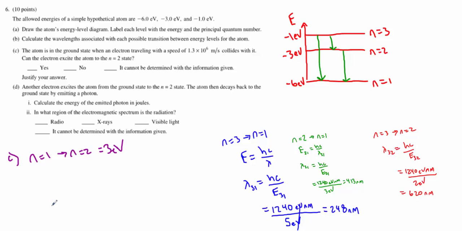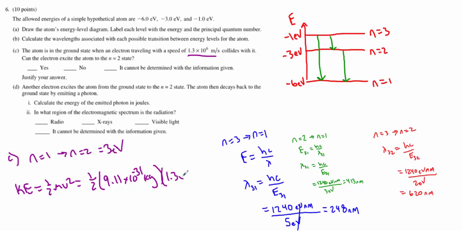So now let's figure out how many electron volts the energy of the electron is if it has that much speed. And remember, this is kinetic energy, so the kinetic energy of the electron is 1/2 mv squared. We're going to use the mass of the electron, 9.11 by 10 to the negative 31 kilograms, and 1.3 by 10 to the 6 meters per second. And don't forget to square that term. And we're going to get 7.7 by 10 to the negative 19 joules. Don't forget that's a standard unit. We're using standard units in this equation, so we're going to get standard units of joules.